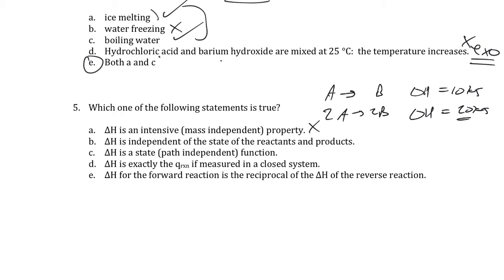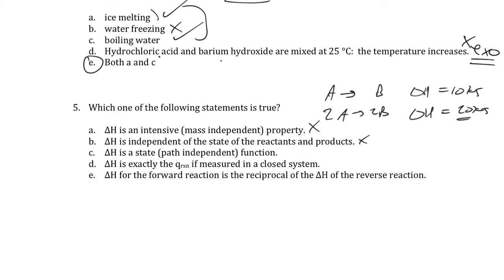Delta H is independent of the states of the products. That is untrue. Delta H depends on the physical states of the reactants and products. The enthalpy of a reaction, say where water in a combustion reaction is produced as a liquid, is different than the enthalpy where water is produced in the gaseous state. So we have state dependent. So it depends on the state of the reactants and products.